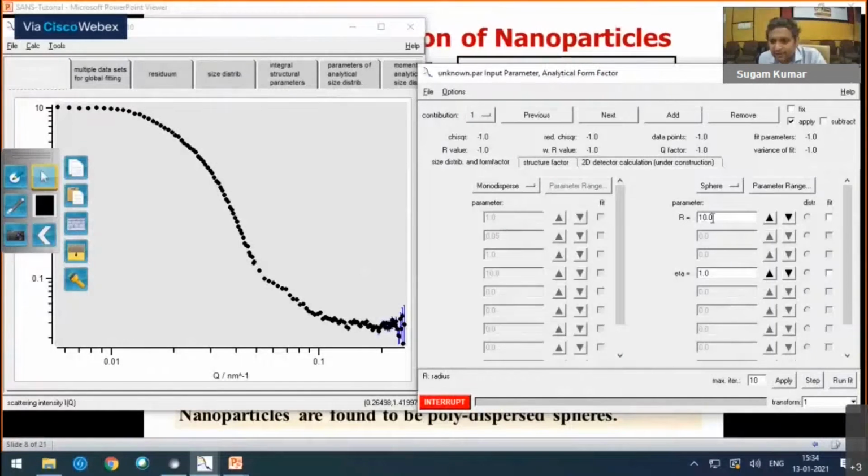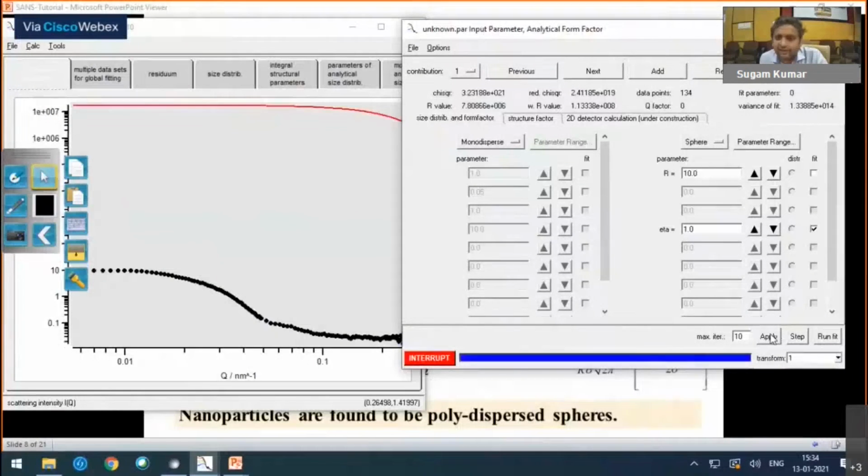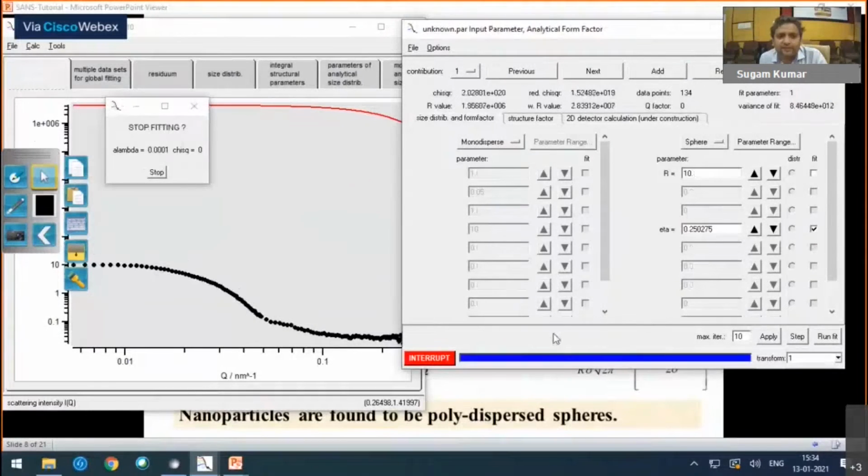Just keep in mind that whenever you will have a cursor on any of the parameter, the description of the parameter will appear. For example, if you put here cursor, you see radius. Here this is scattering contrast. So now only two parameters, one is radius, other is the contrast. To start, I will use this contrast as a scaling parameter. I will simply put it and first apply. If you click here, this parameter will start fitting. So I will run.